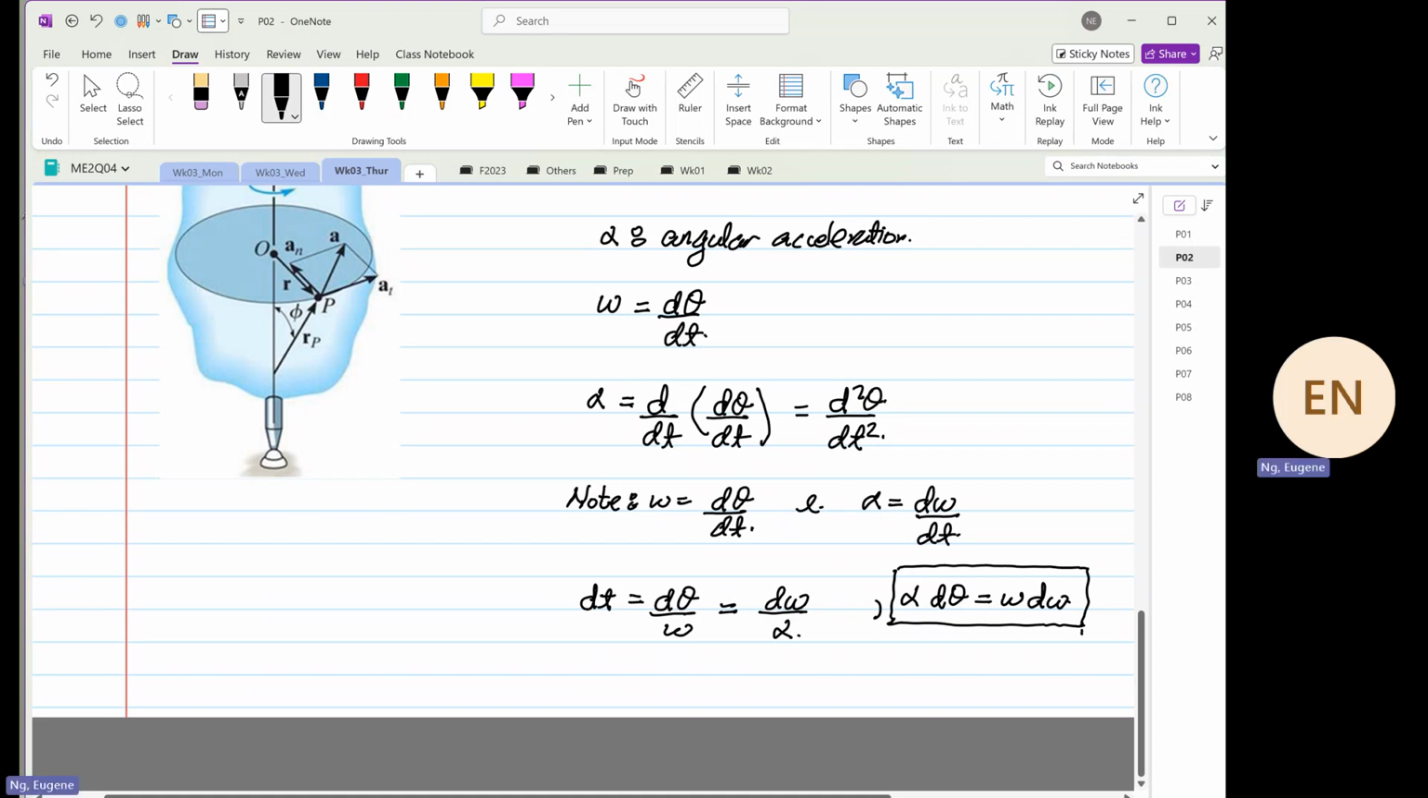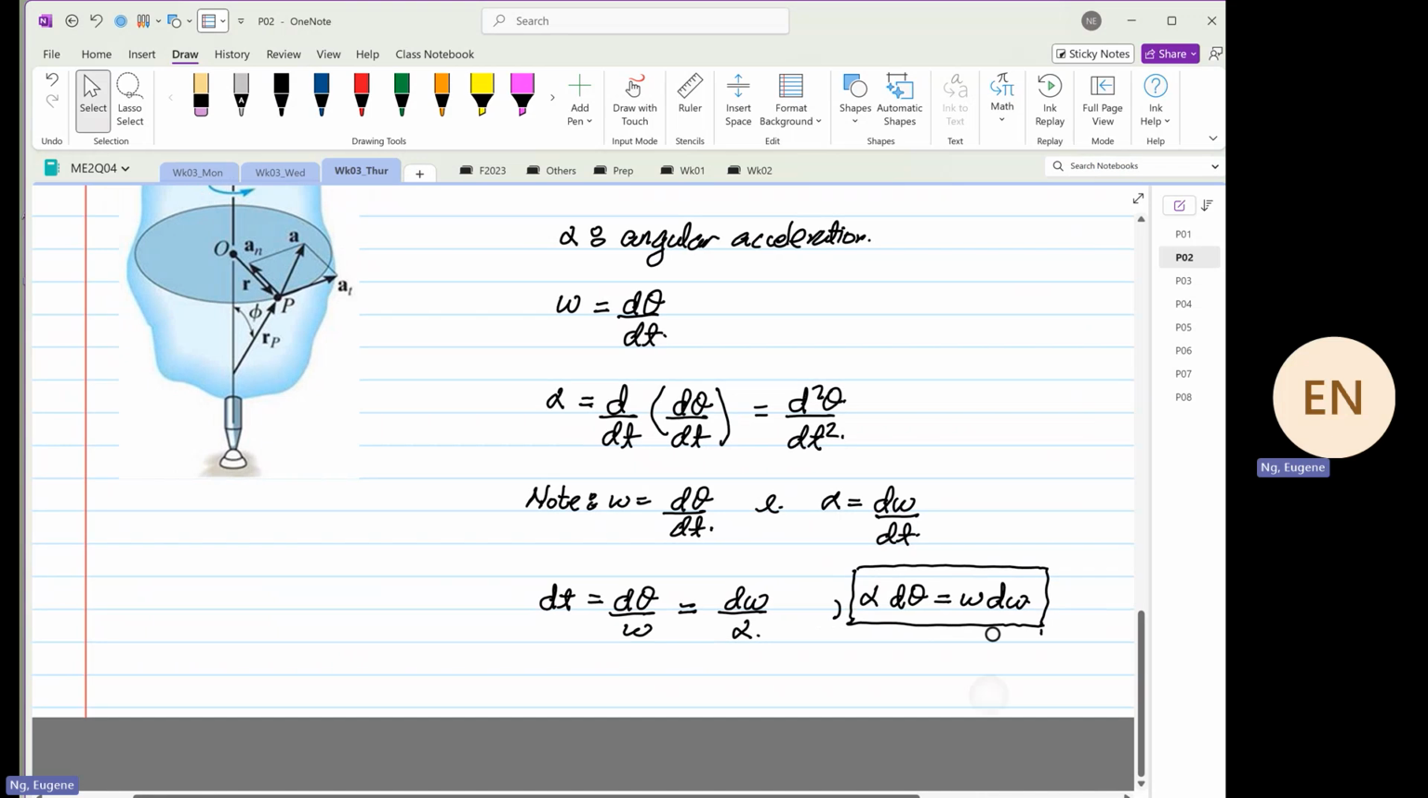So the last equation is how to relate. This equation is interesting, right? It relates acceleration. It relates what?